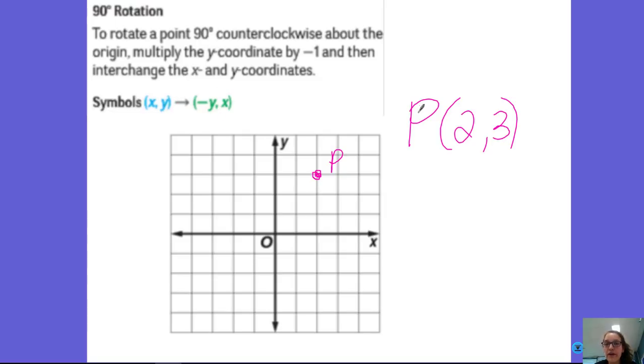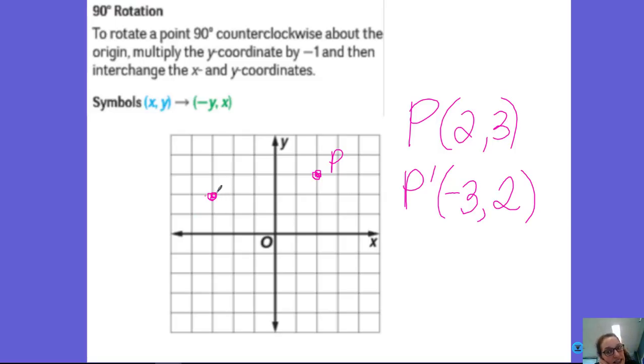So you're not changing the sign of your x coordinate, you're only changing the sign of the y coordinate before you switch them. So if my point P gets rotated 90 degrees, I take the y coordinate, multiply it by -1, and send it to the front. 3 times -1 is -3. Then I send the x coordinate to the back. So my new point P prime is at (-3, 2). I just rotated that point 90 degrees. So now I'm in the second quadrant.